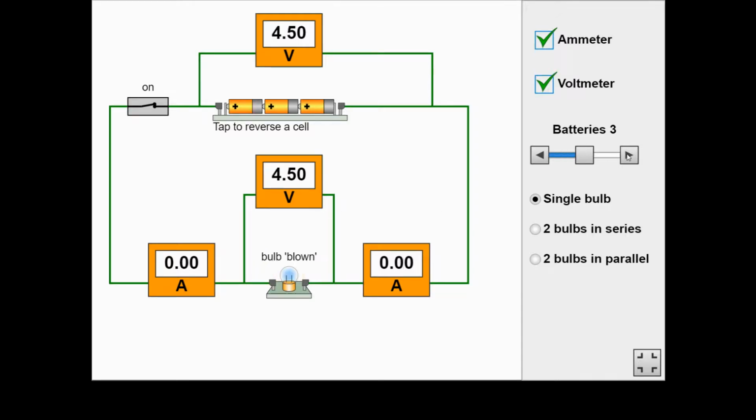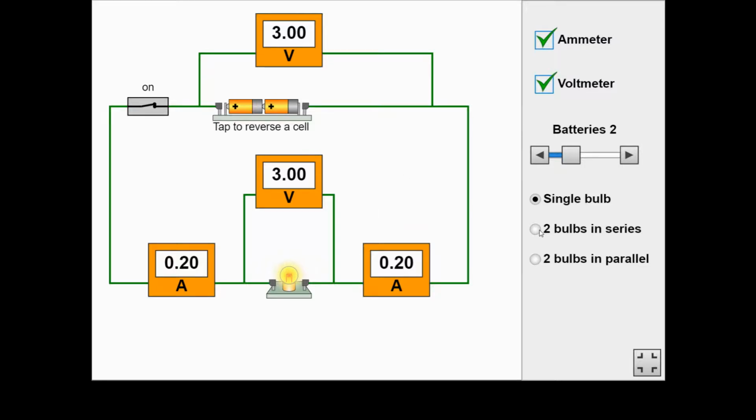Now, if I go up to 3 batteries, my bulb is blown. So my bulb is no longer taking any potential difference from the circuit, and the current is 0, and actually the circuit is broken because I've put too many batteries in it. But if I go back to 2 batteries to 1 bulb, I now know that this is a 3-volt bulb. If I supply any more than 3 volts, that's going to cause too much energy to go through that filament wire, and it's going to overheat and not work.